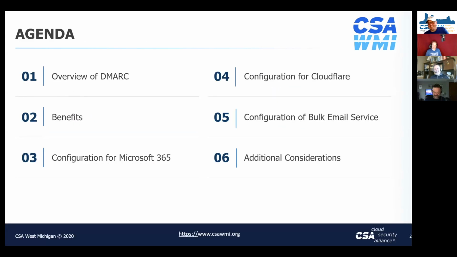Yes, for sure. So we're going to give you a brief overview of DMARC and talk about some of the benefits. We'll specifically speak to Office, or Microsoft 365 as they've recently branded it, and we use Cloudflare, and then also configuration of a bulk email service, although we'll probably add a little extra information because configurations vary slightly depending on your provider. In this case, we'll be speaking about MailChimp, but there are many out there, so you'll have to check with your providers to see what configuration they require. We also have a couple of additional considerations. So let's jump right in.